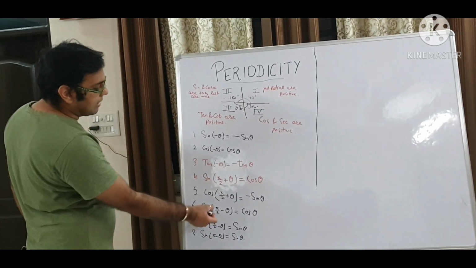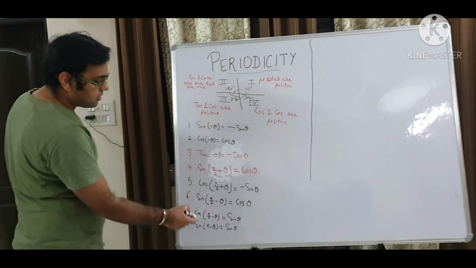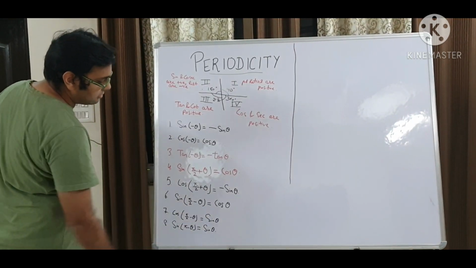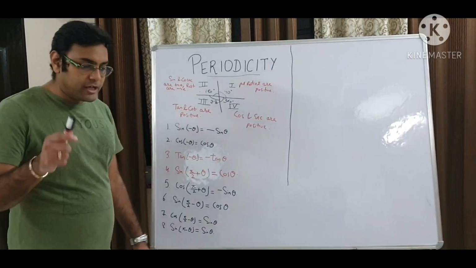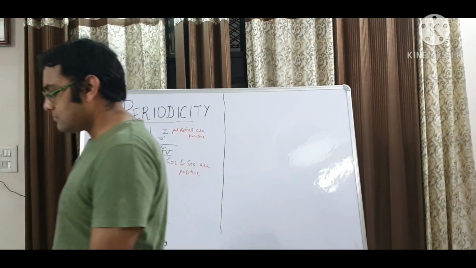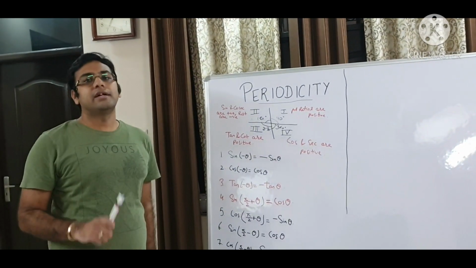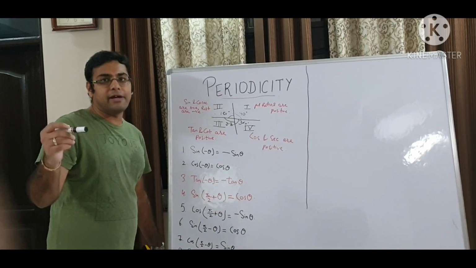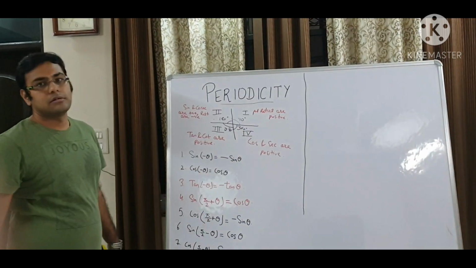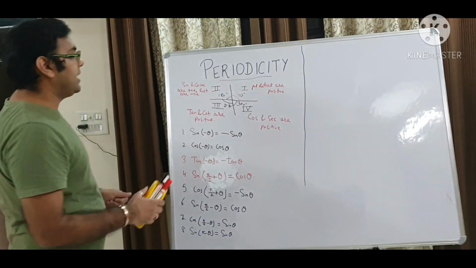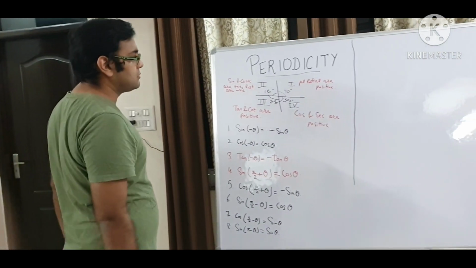Now comes sine of pi by 2 minus theta equals cos theta. Cos of pi by 2 minus theta equals sin theta. And sine of pi minus theta equals sin theta. Now a question: what is sine of 2 pi minus theta? It would be minus sin theta. Why? Because sin theta is negative in the fourth quadrant and 2 pi minus theta would be in the fourth quadrant. Okay. Let's move to our main topic of today, that is periodicity.